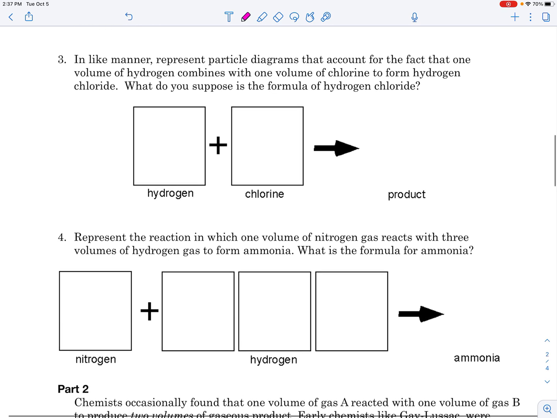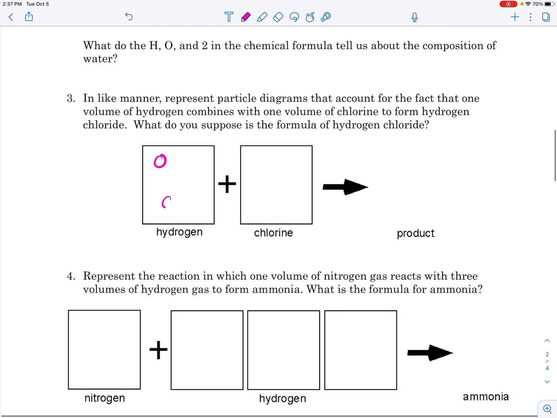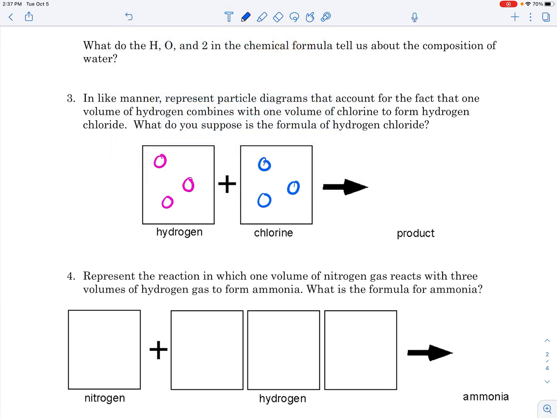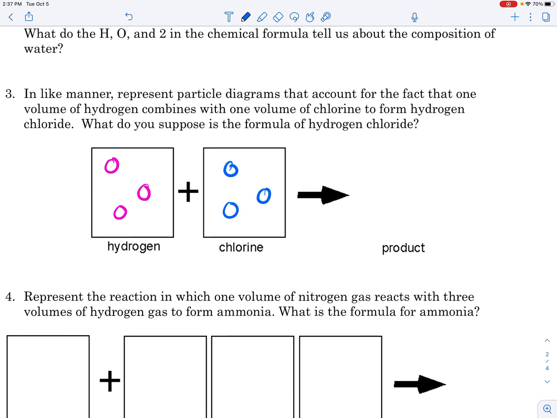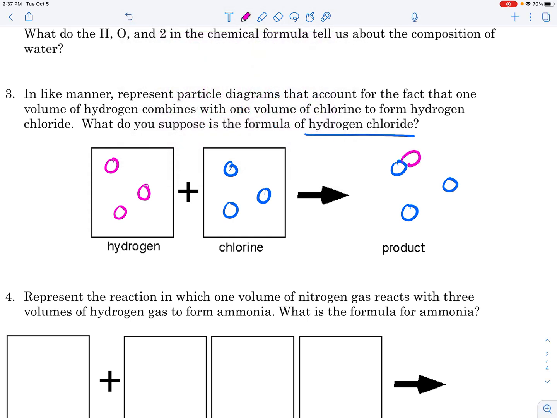Then we're going to do the same with hydrogen and chlorine. I'm going to be consistent with my colors here. I'm going to draw 3 hydrogen particles and 3 chlorine particles, and I'm going to combine them to make a product. That product is called hydrogen chloride, but I also don't want anything left over. So I'm going to have my 3 chlorines bonding with hydrogens. So there we go. That's what you do in the next one.